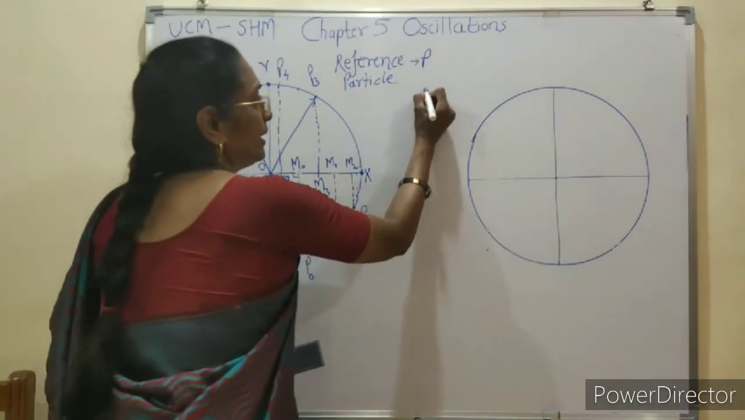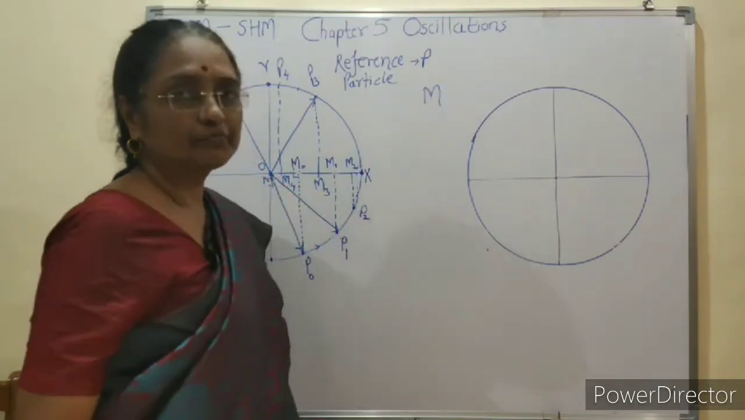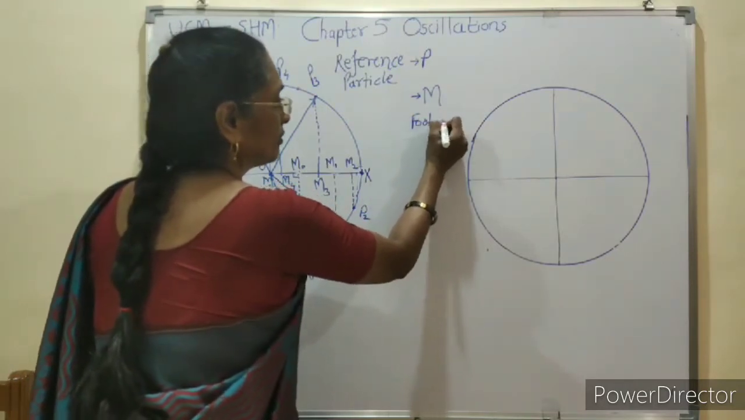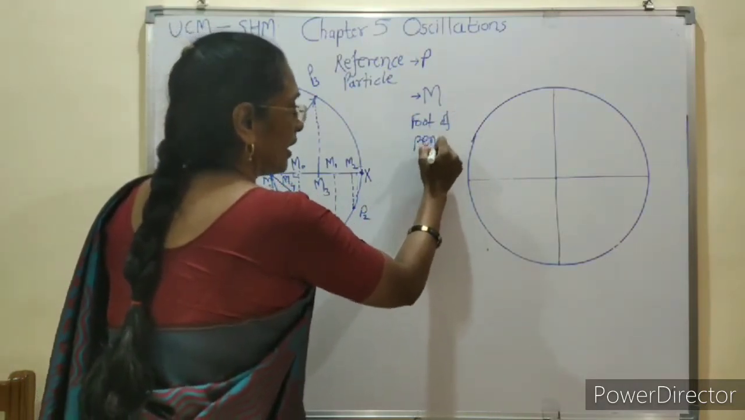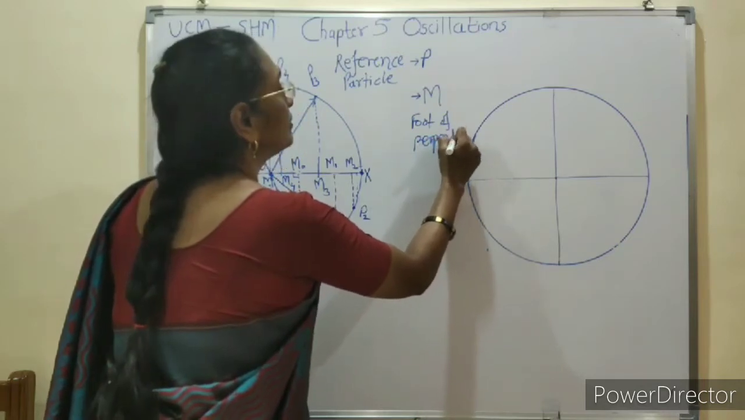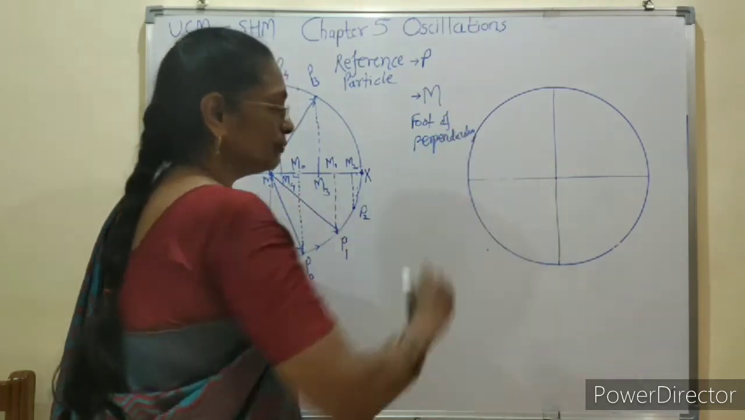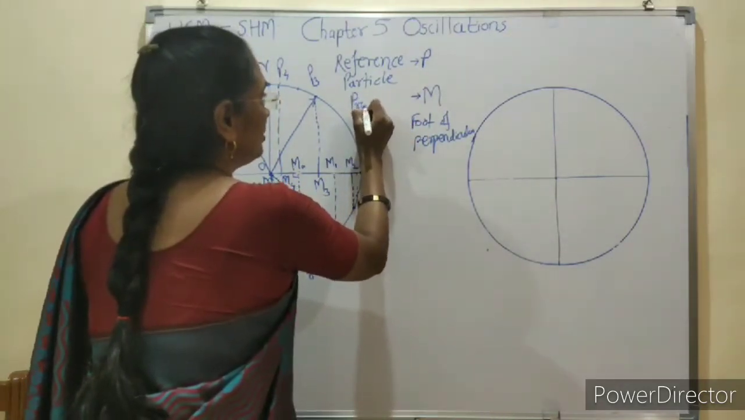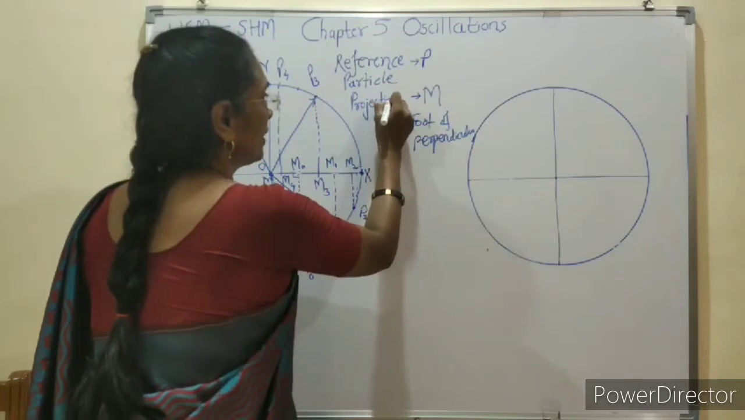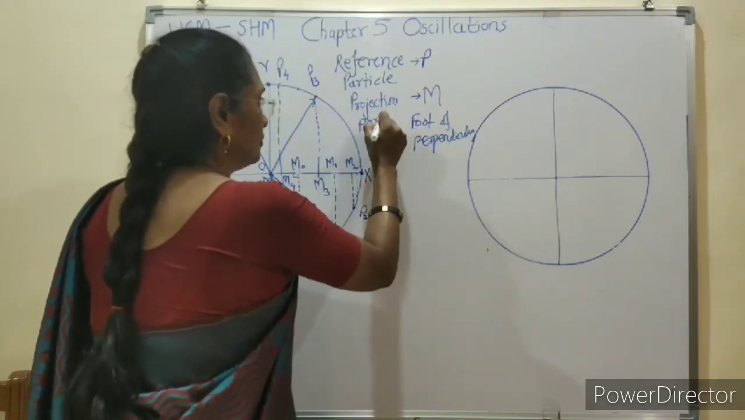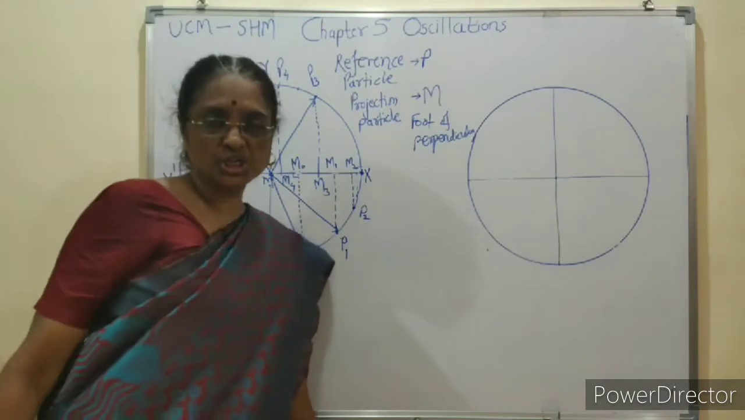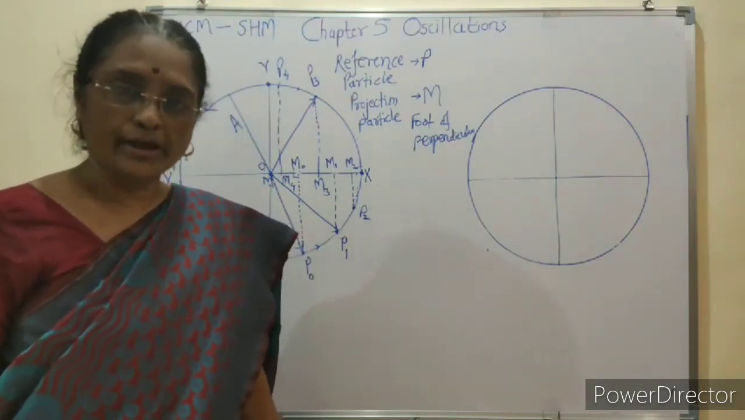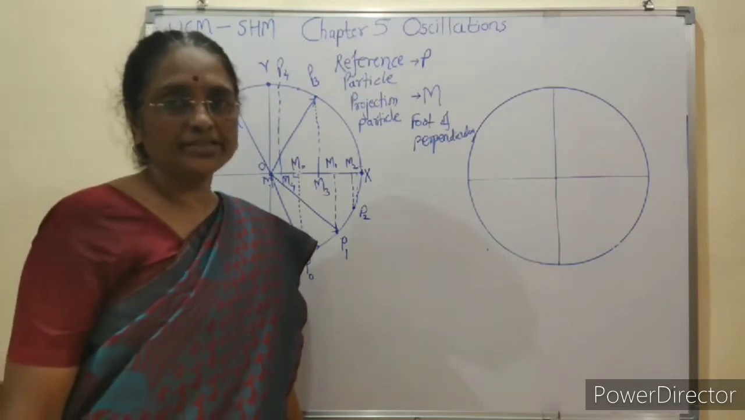So here M is the foot of the perpendicular, and we imagine there is a particle. That particle can be called a projection particle. The word projection is used deliberately, to have the geometrical significance here.